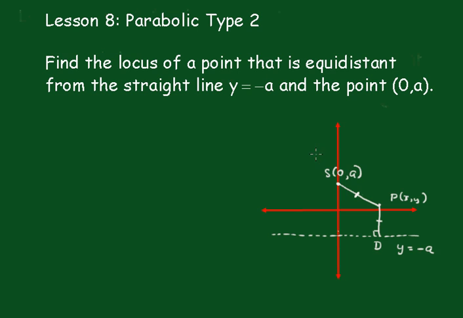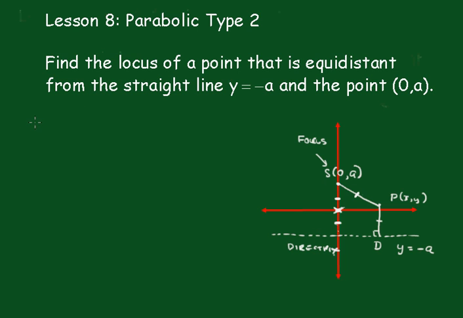This is our focus here. And this is our directrix down here. Now I think you can see then at this point here that distance, that's a, and this is minus a, must equal each other. So this will have to be the vertex of our parabola here. Anyhow, let's work out what the equation is.